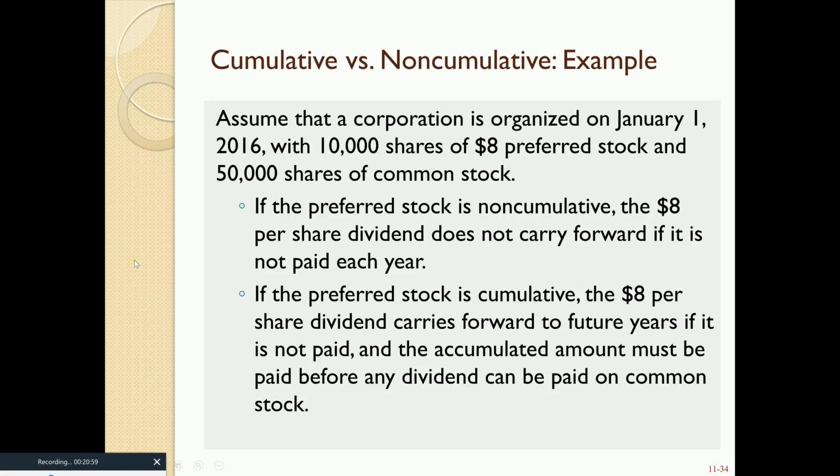Let's take a look at this example. Assume a corporation is organized on January 1. It's got 10,000 shares of $8 preferred stock and 50,000 shares of common stock. First, if the preferred stock is non-cumulative, that means the $8 per share dividend does not carry forward if it's not paid during the year. If it's cumulative, that means that $8 per share dividend carries forward to future years if it's not paid, and the accumulated amount must be paid out fully before the common shareholders get any dividends.